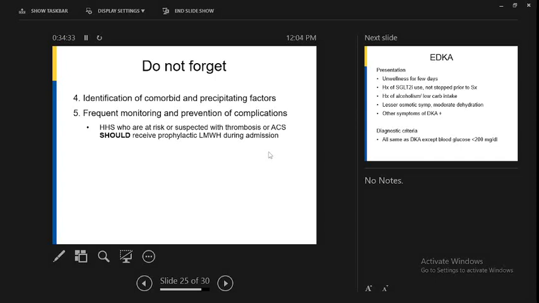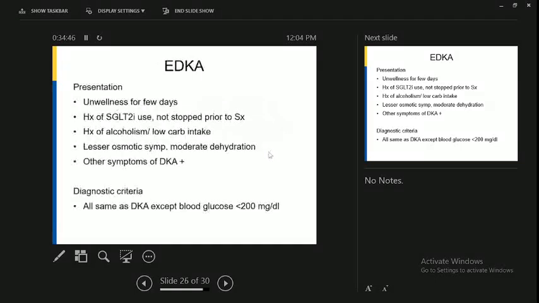Especially in hyperosmolar hyperglycemic states, patients will be dehydrated and hyperosmolar. So there's a high risk of thrombosis, including coronary, venous and arterial thrombosis. So patients should receive prophylactic low molecular weight heparin.